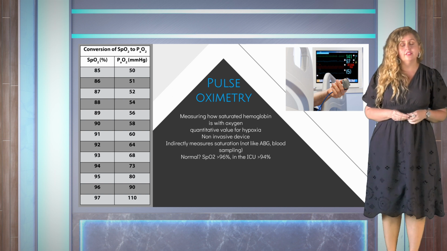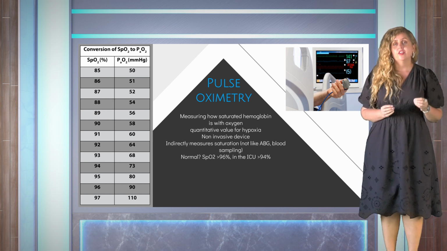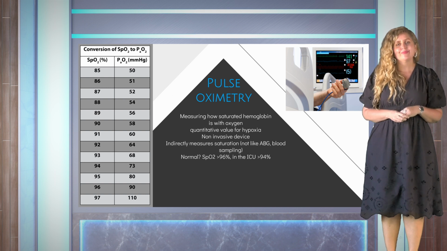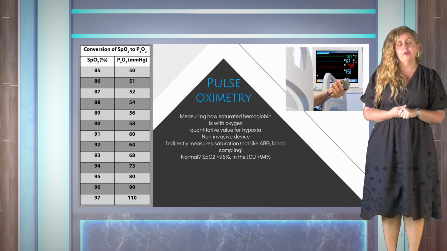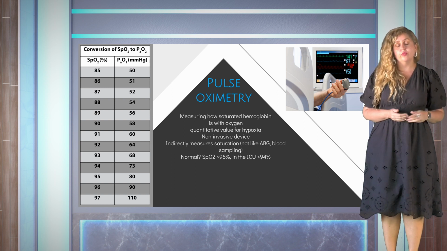It's a non-invasive device. Remember, an invasive saturation will come from our arterial blood gas sampling. Non-invasive is going to be this little peg or probe on our finger. It indirectly measures saturation. What is the normal value? And this is very highly debatable, but I would say in a healthy person without any cardiac or respiratory issue, above 96 should be expected.